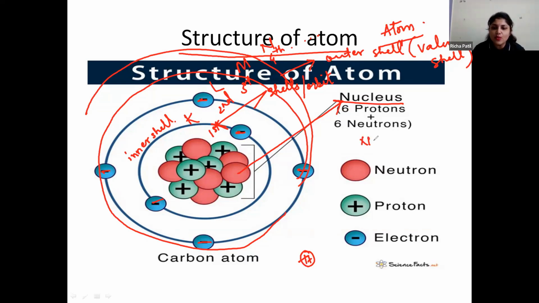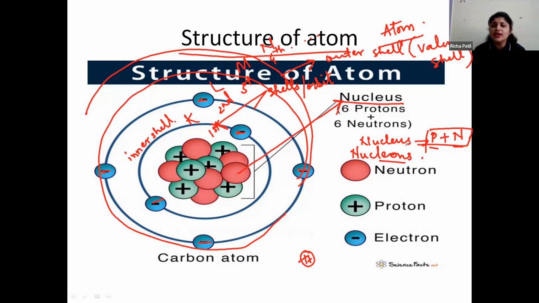So in the nucleus, what is present? The nucleus comprises protons and neutrons. The nucleus in the center is positively charged. These protons and neutrons together are called nucleons. Remember this term: protons and neutrons together are called nucleons.